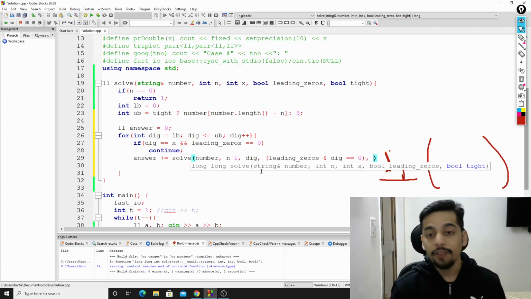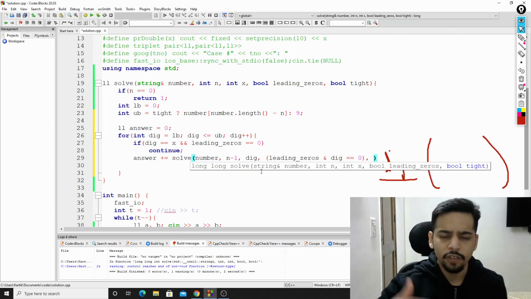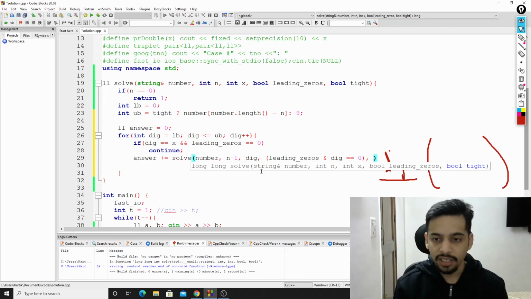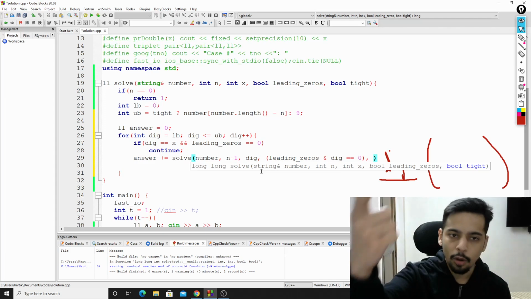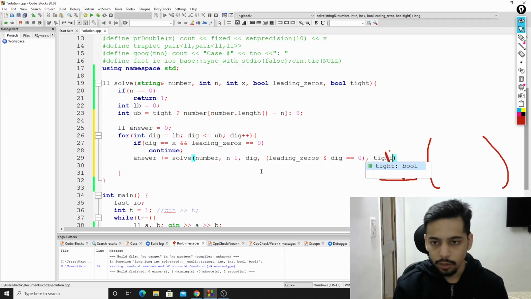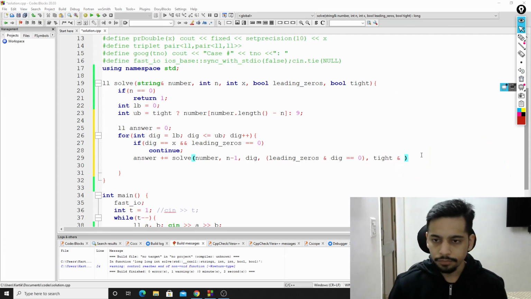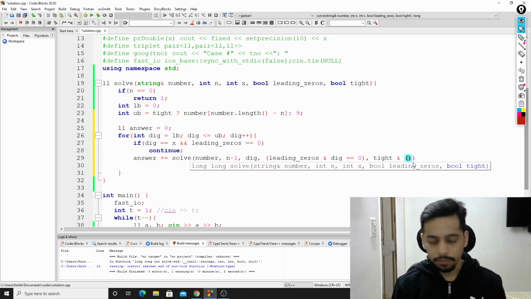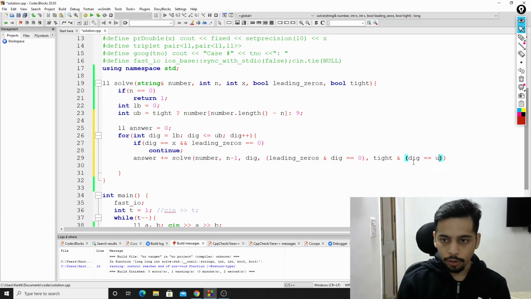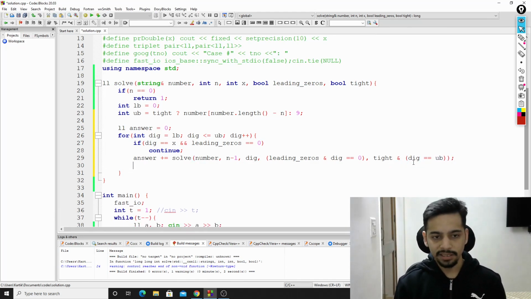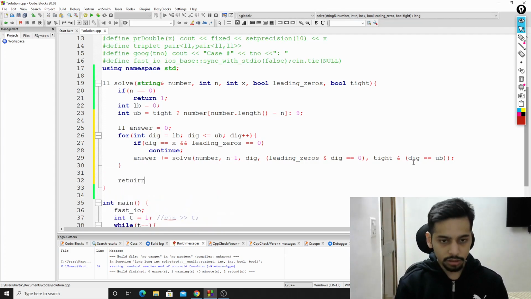Similarly, for the tight constraint, if tight was already 0, that means there's no possibility of me exceeding the number, then tight stays 0, right? Otherwise, if tight is already 1 and this digit is also equal to the corresponding upper bound of the number, then tight stays 1. So tight would stay 1 if tight is already 1 and digit equals upper bound. Okay, that's it. That's the entire code, I guess. You can now return.